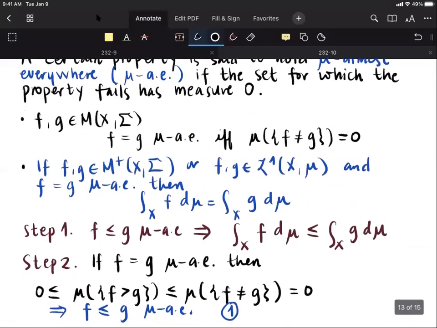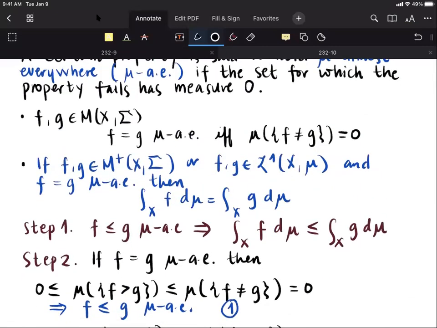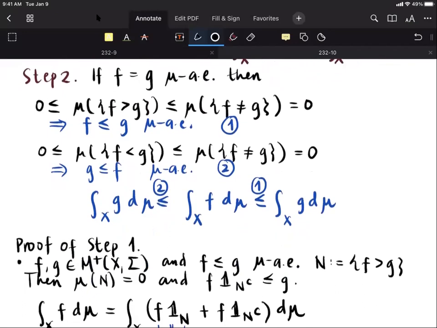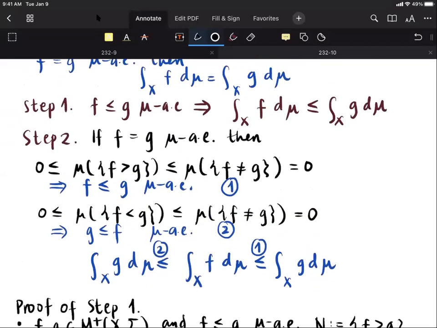So again, if two functions are equal except on a set of measure 0, or in other words, they're equal almost everywhere, then the Lebesgue integrals coincide. And this follows from this crucial part of step 1, that if f is less than or equal to g, mu almost everywhere, then the same inequality holds for the Lebesgue integrals.